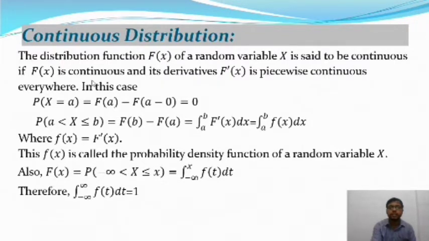So if F(x) is continuous and its derivative F'(x) is piecewise continuous everywhere, then in that case the probability of X equal to a is equal to F(a) minus F(a minus 0). And in a continuous distribution function, F(a) minus F(a minus 0) is equal to 0.